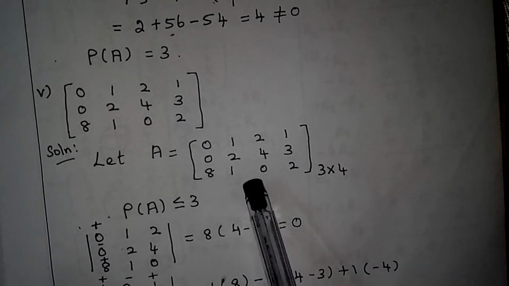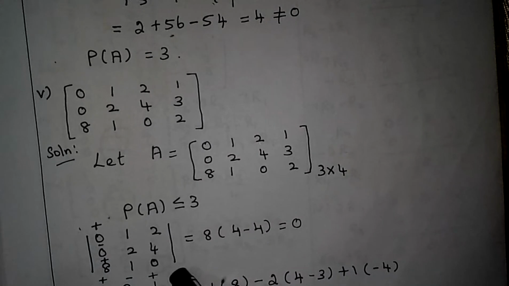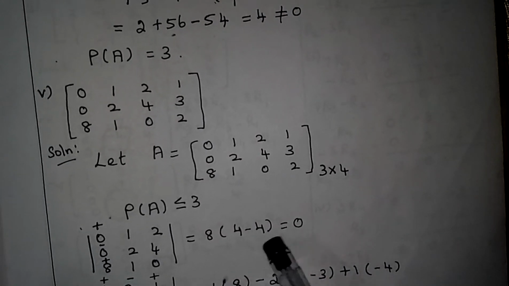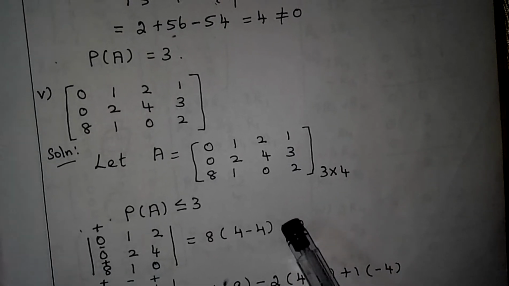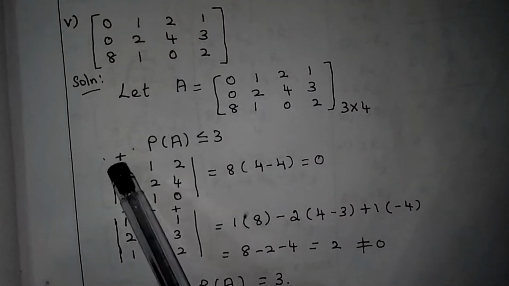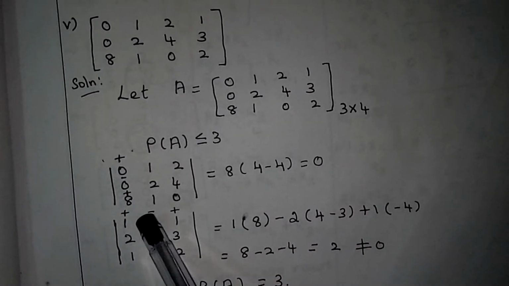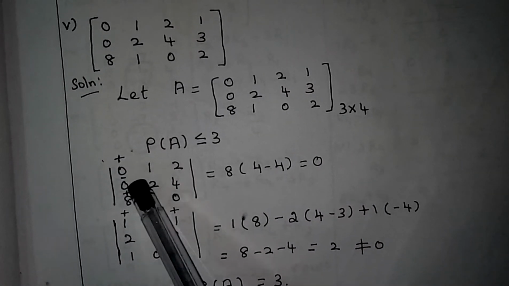So here totally 4 possibilities of 3 by 3 determinant you will get. So if you are getting not equal to 0, you can stop there. Otherwise all the 4 possibilities we have to check. So I am taking the first determinant, first 3 columns I took. Okay. So you see here in the first column 2 terms are 0.